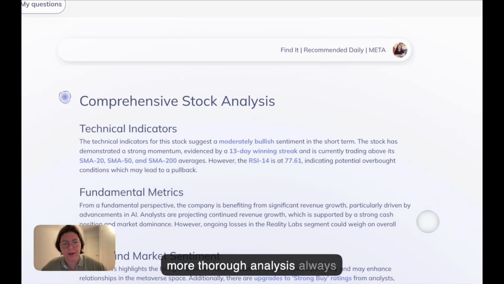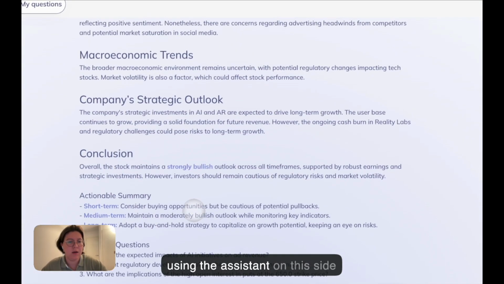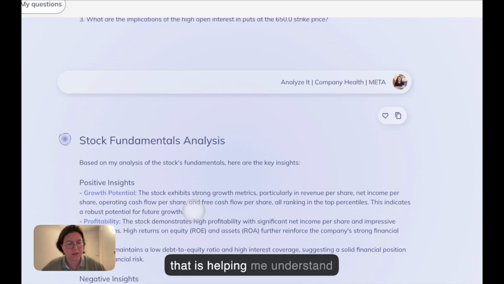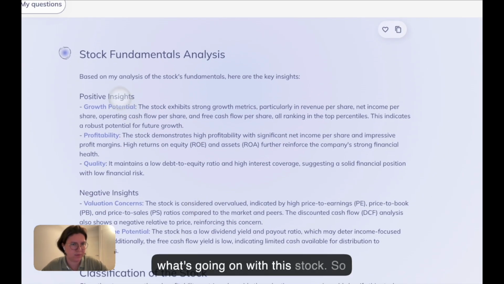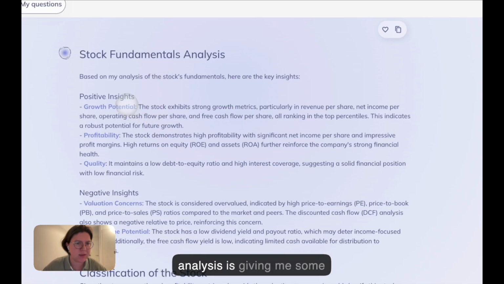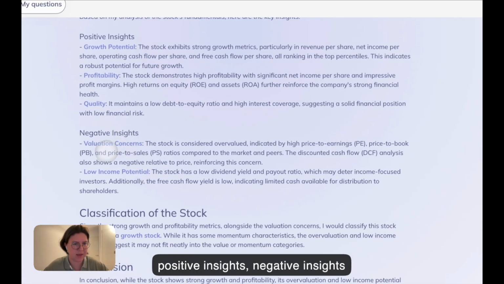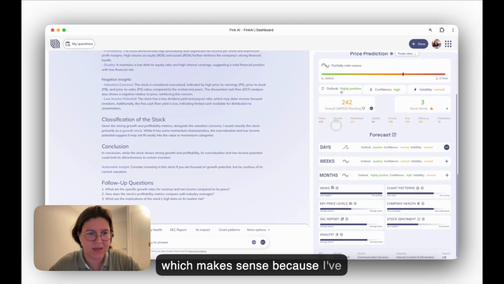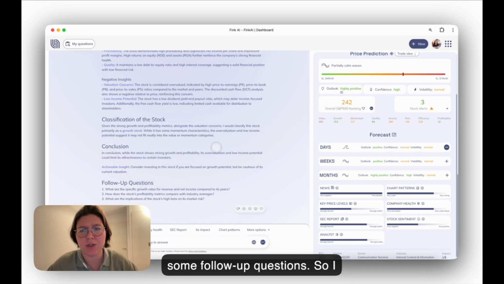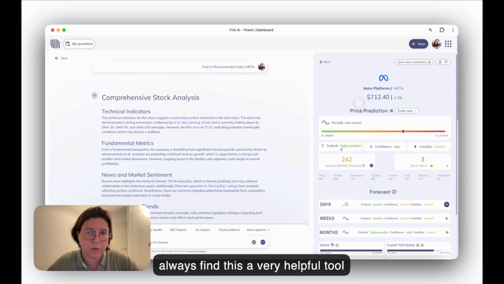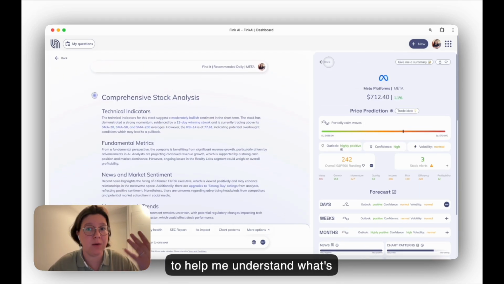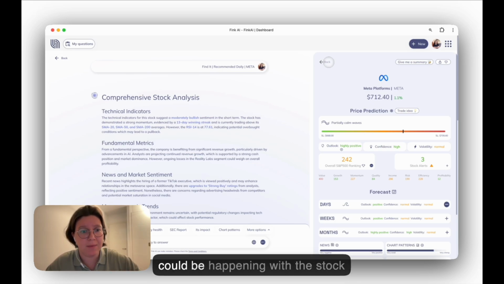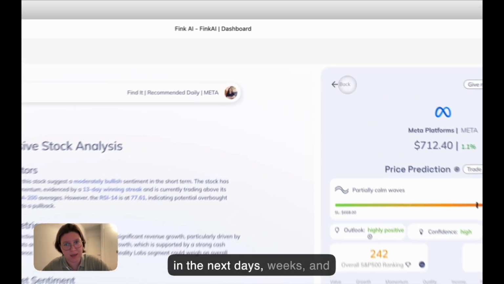I can do a more thorough analysis always using the assistant on this side that is helping me understand what's going on with the stock. For example, here as a fundamental analysis, it's giving me some positive insights, and negative insights around low income potential and valuation concerns. It tells me that it's classified as a growth stock, which makes sense because I've seen it over here on this side. And then it gives me a conclusion and some follow-up questions. So I always find this a very helpful tool to help me understand what's going on with the stock and what could be happening with the stock in the next days, weeks, and months.